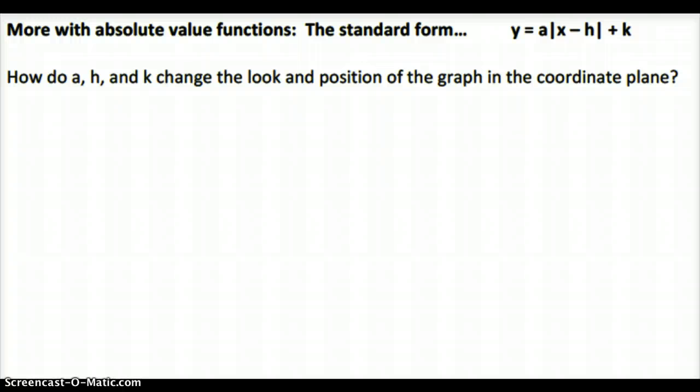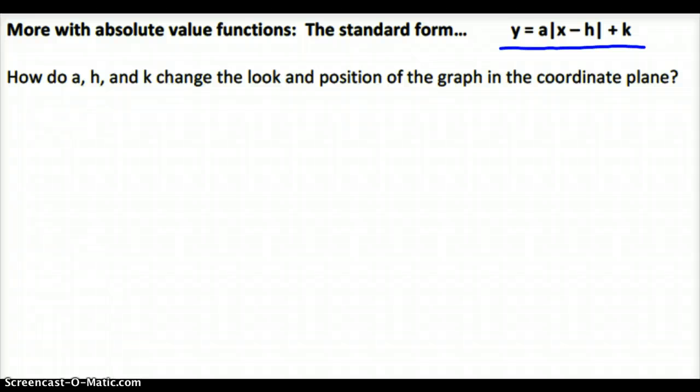So that was the simple form of our absolute value function, but things can get a little more fun. So this is the standard form of our absolute value function. So now, instead of just having y equals the absolute value of x, we now have a, h, and k in the mix. So how do a, h, and k change the look and position of the graph?